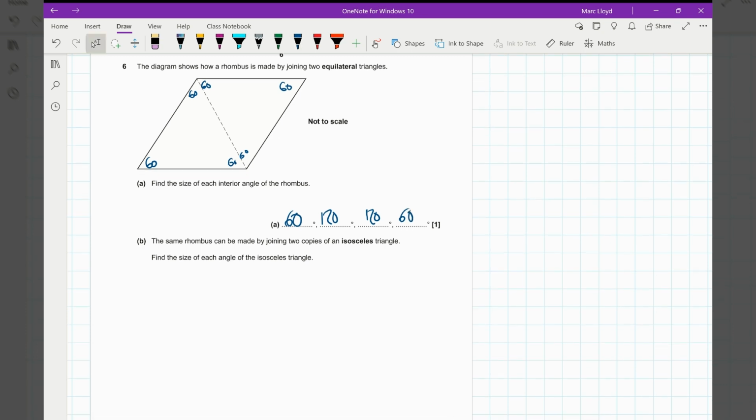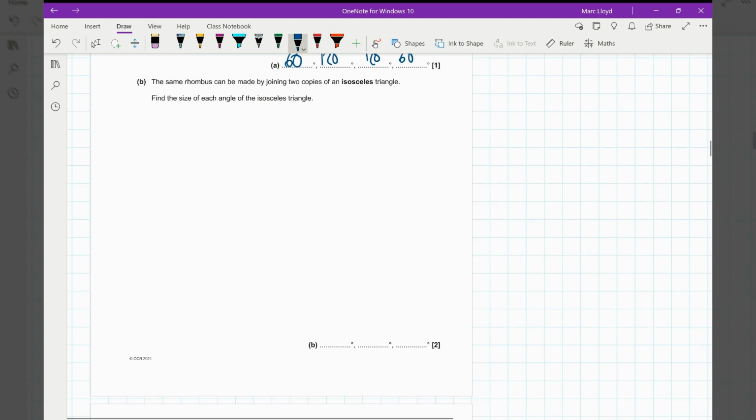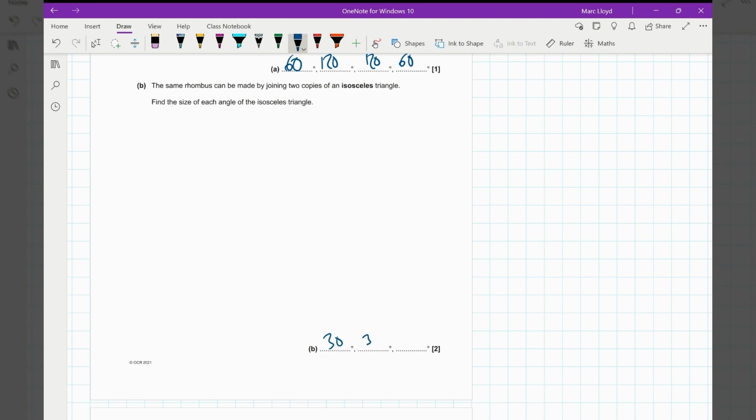The same rhombus can be made by joining two copies of an isosceles triangle. So what we can do with this is just do that split across there. Ignore the one that's going top left to bottom right. And we'd have one with 120, 30 and 30, and then that's duplicated below. So the angles would be 30, 30 and 120.